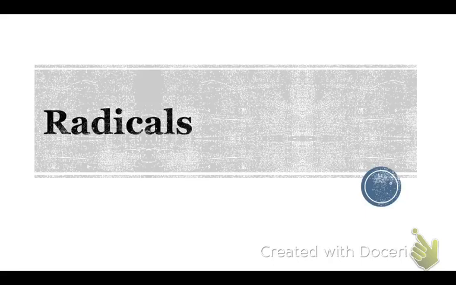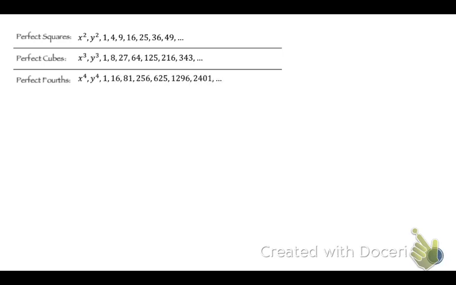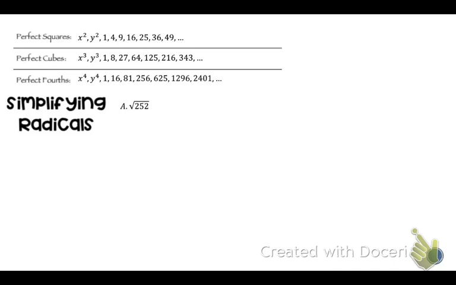Okay, radicals. So a radical is really a square root or a cube root. It's anything written like this, okay? And it could have any number right there. If it doesn't have a number, it's assumed it's a 2. So let's look at some perfect squares, cubes, and fourths. So those are perfect squares, perfect cubes, perfect fourths. Okay? And let's simplify these. This should be a review, but it's okay if it's not.